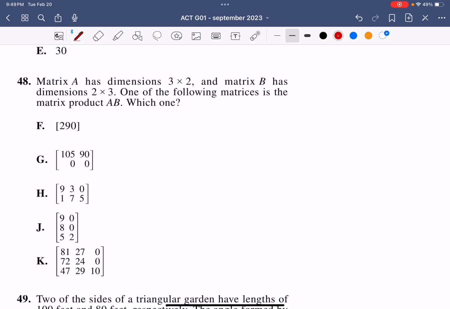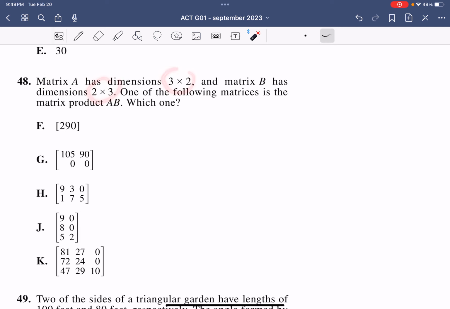Question 48. Matrix A has dimensions 3 by 2 and matrix B has dimensions 2 by 3. One of the following matrices is the matrix product AB. Which one? So they kind of put numbers in here to throw you off a little bit. You don't need to worry about these numbers for this particular problem because there are no actual numbers or values given for the matrices. All they're giving you are the dimensions, right?